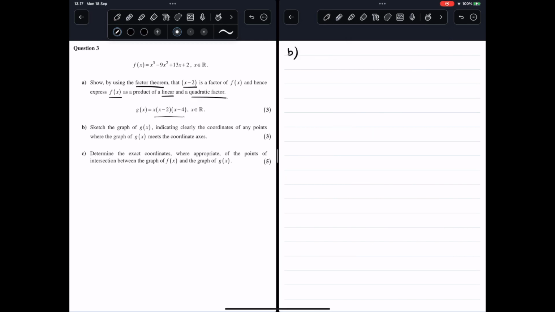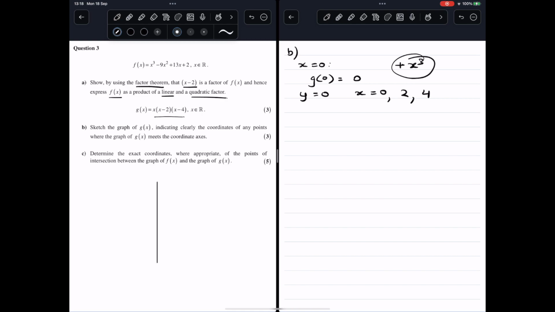Now for part B, it asks us to sketch the graph of g(x), indicating clearly the coordinates of any points where the graph meets the coordinate axes. So when x equals 0, g(0) is simply equal to 0. Now, for when y equals 0, we are going to have three values of x: 0, 2, and 4. And remember, this is a cubic function, a positive cubic graph, so it will have a normal shape, nothing unusual over there, and it will look something like so.